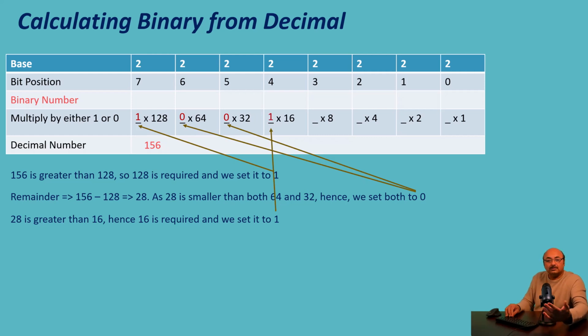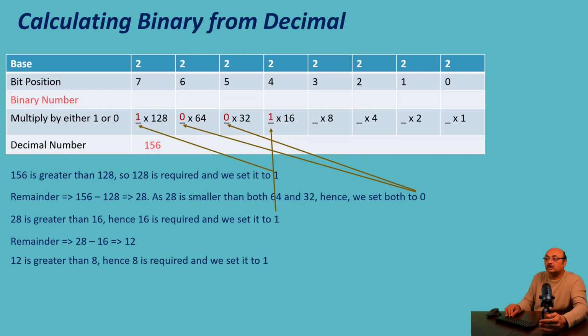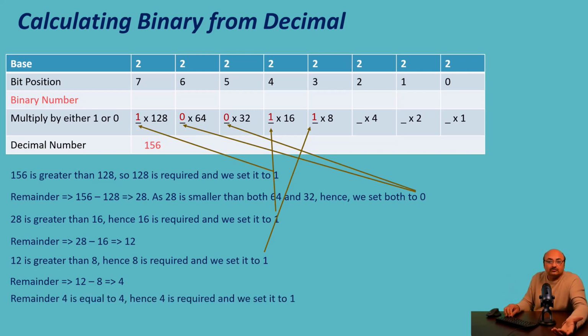Now what is the remainder? 28 minus 16 is 12. Now I compare 12 with the next one, which is 8. Is 12 greater than 8? Yes. So I need the 8, and I'll set it to 1. Now the remainder is 4. I compare this 4 with the next number on the right side, which is 4. 4 is equal to 4, and hence I definitely need 4. Finally I'll set the remaining two to zeros, because I have already achieved what I wanted.